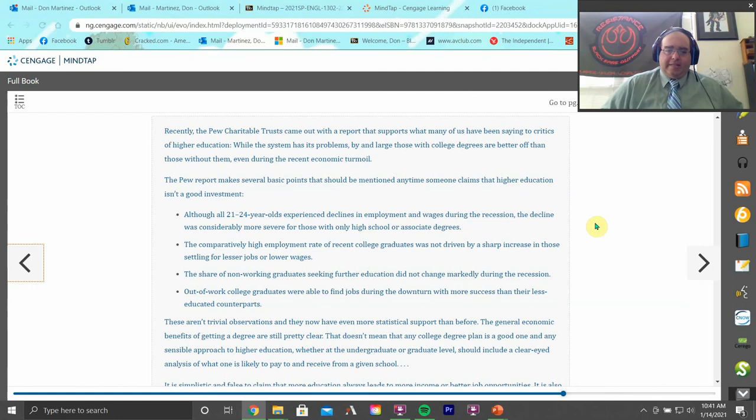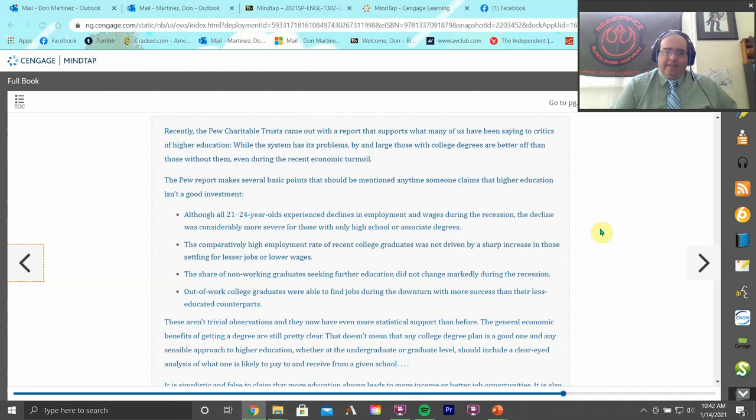Recently, the Pew Charitable Trust came out with a report that supports what many of us have been saying to critics of higher education. While the system has its problems, by and large, those with college degrees are better off than those without them, even during the recent economic turmoil. The Pew report makes several basic points that should be mentioned anytime someone claims a higher education isn't a good investment. Although all 21 to 24-year-olds experienced declines in employment and wages during the recession, the decline was considerably more severe for those with only high school or associate degrees.